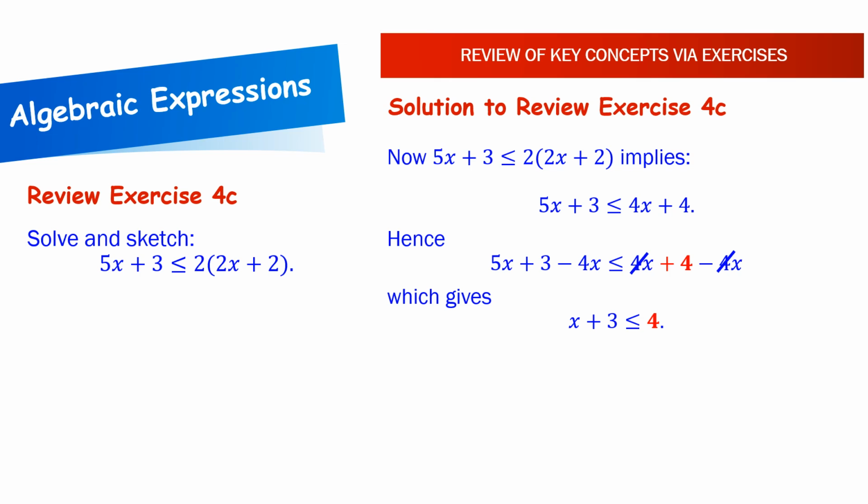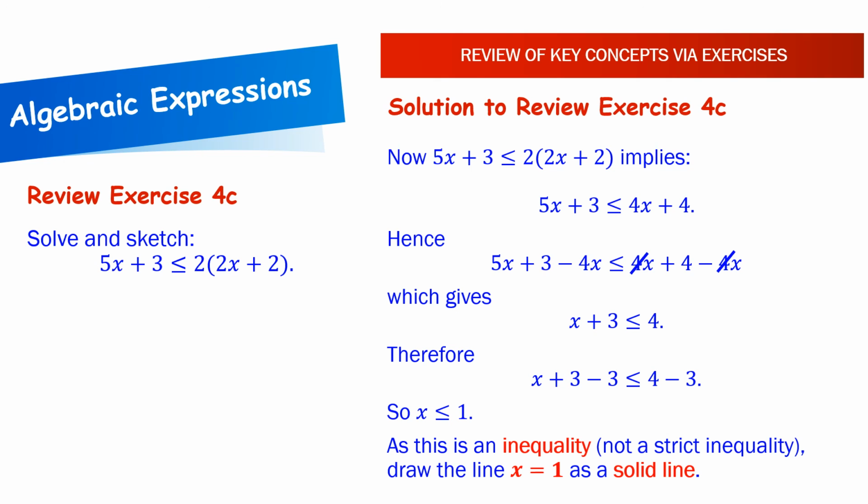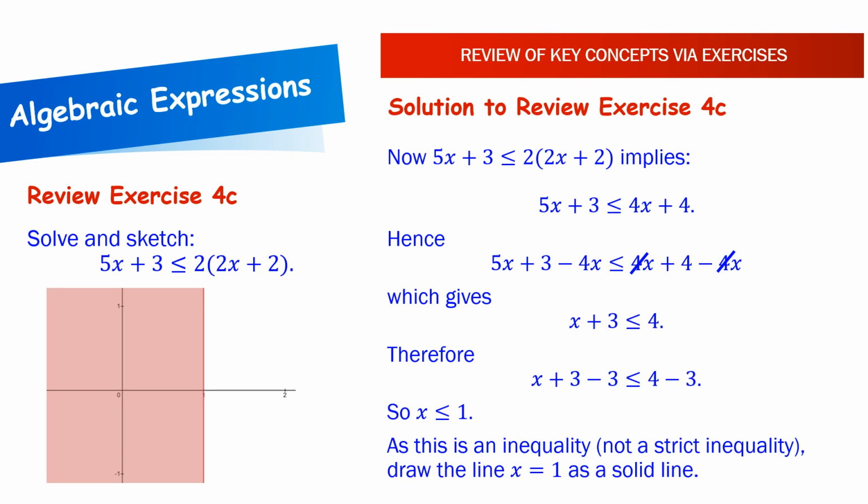Now we can put the constants on one side and the x's on the other. So we subtract 3, which gives us x is less than or equal to 1. Again, as this is not a strict inequality, we draw the line x equals 1 as a solid line. And the region x less than or equal to 1 is the region to the left of this line and including the line x equals 1.